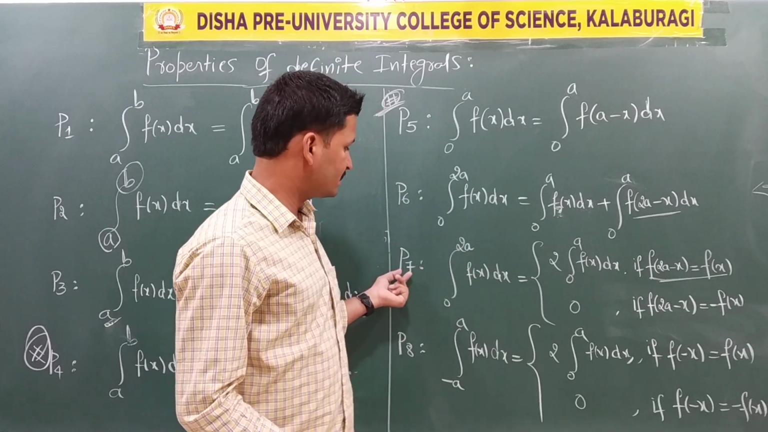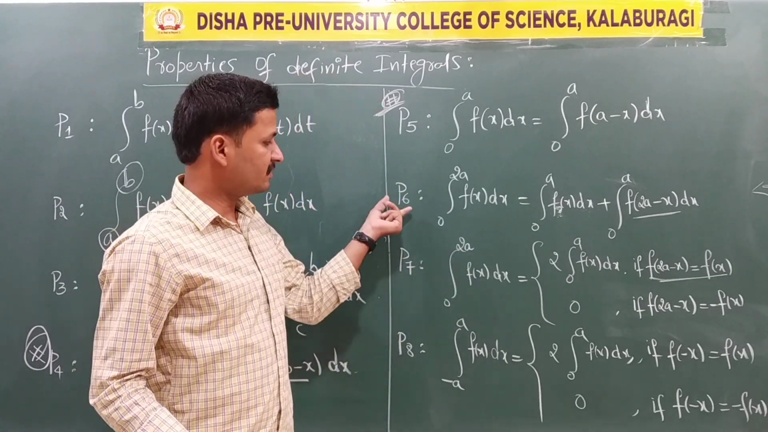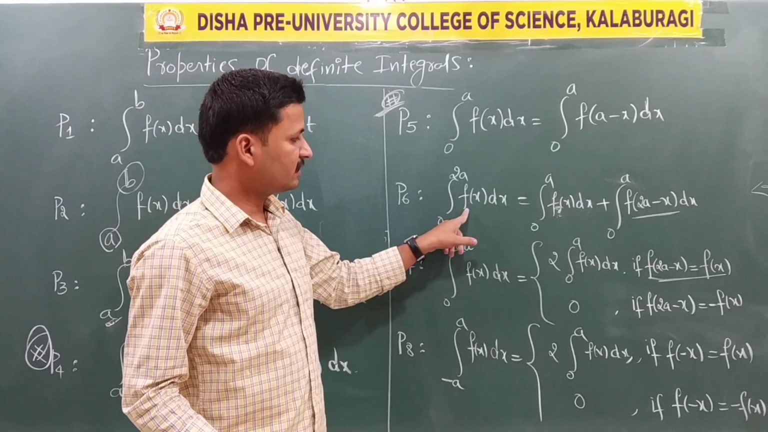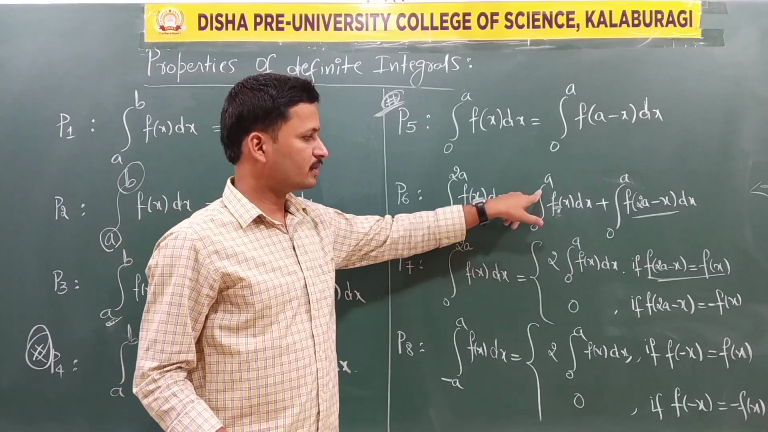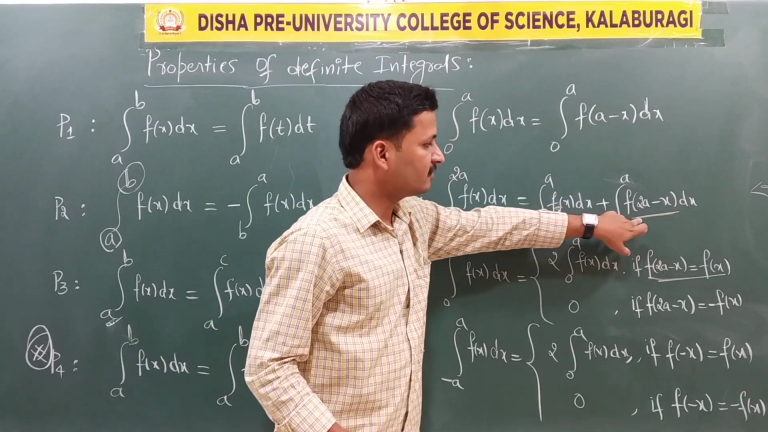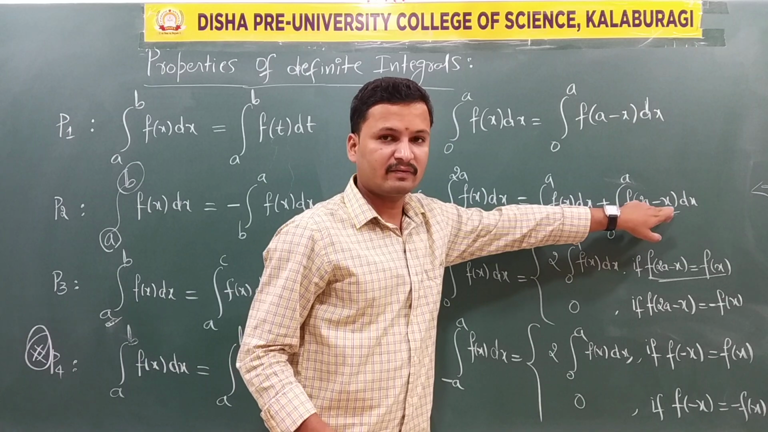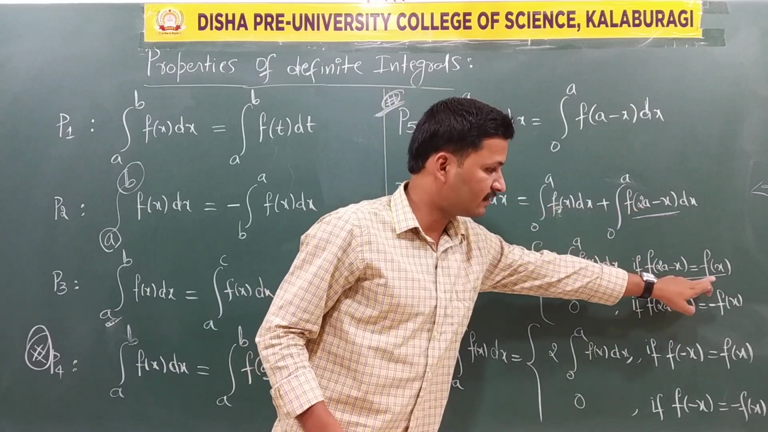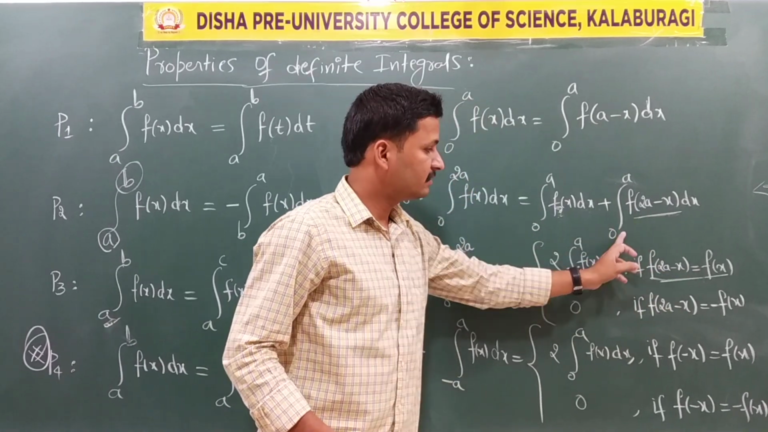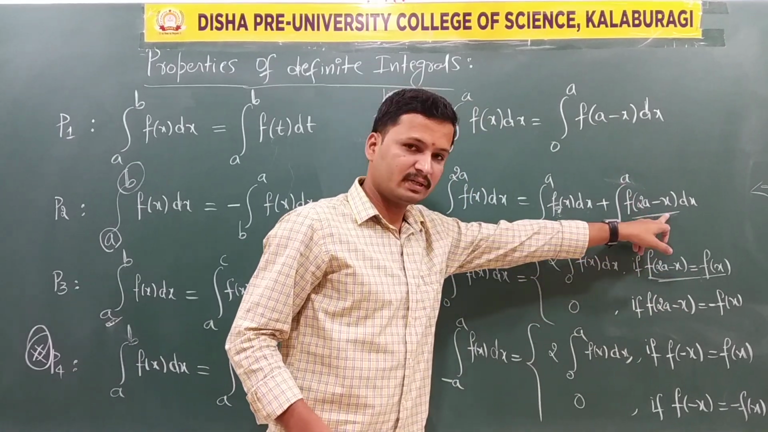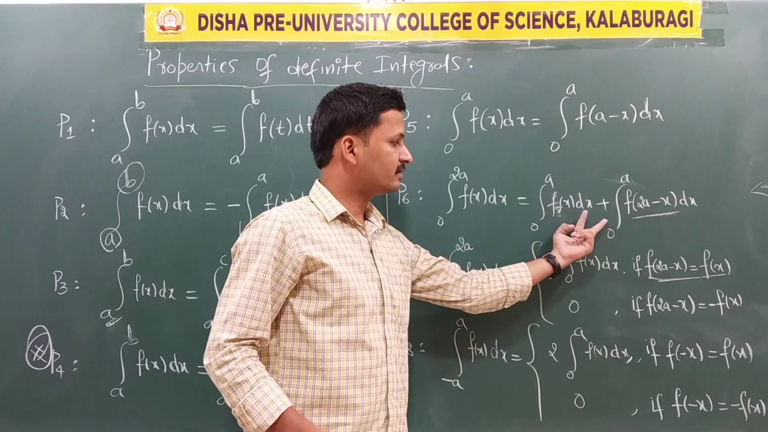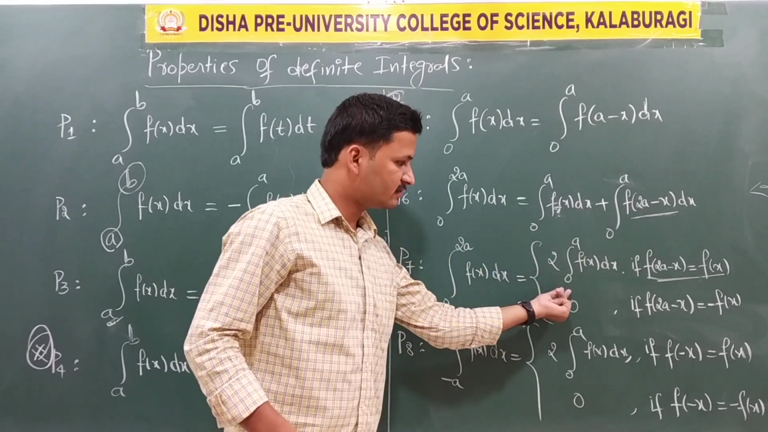This property number 7 is the special case of property number 6. See, observe here. 0 to 2a f of x into dx, which is equals to 0 to a f of x into dx. If suppose in place of f of 2a minus x, if suppose f of 2a minus x is equal to f of x, then this is also 0 to a f of x into dx. So that means these two are both same. That means just add these two terms, we will get the 2 times of 0 to a f of x into dx.